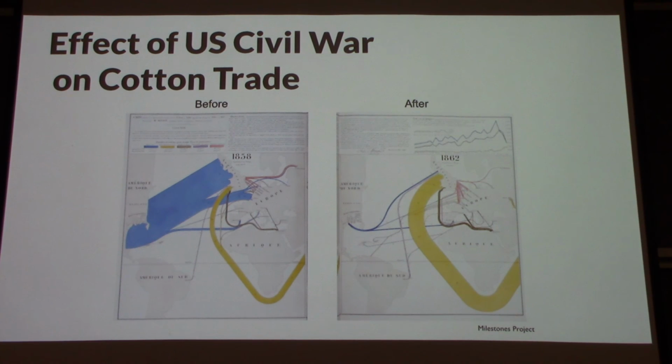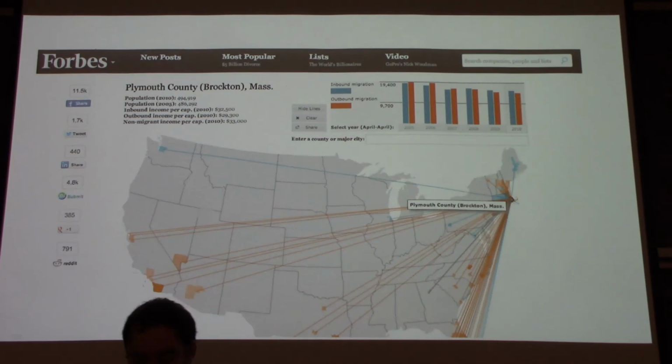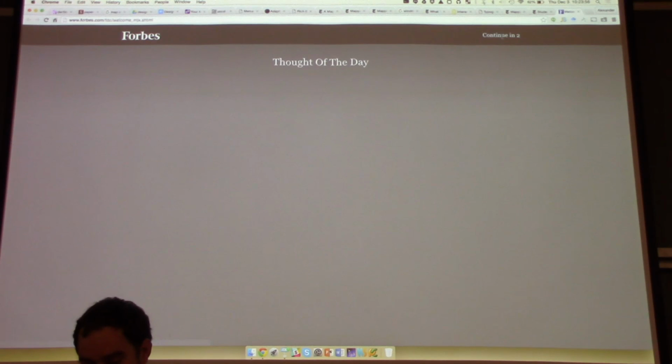So things like trade between two countries are often shown in these kinds of flow maps. And this is the cotton trade in America with Great Britain before and after the U.S. Civil War. You can see there's a major cotton trade before that, and afterwards it's essentially gone. And so this is a map of migration.